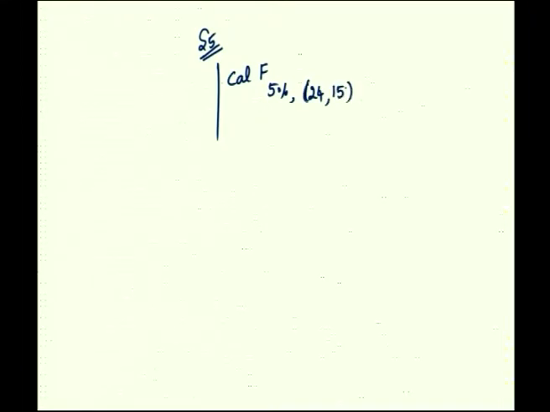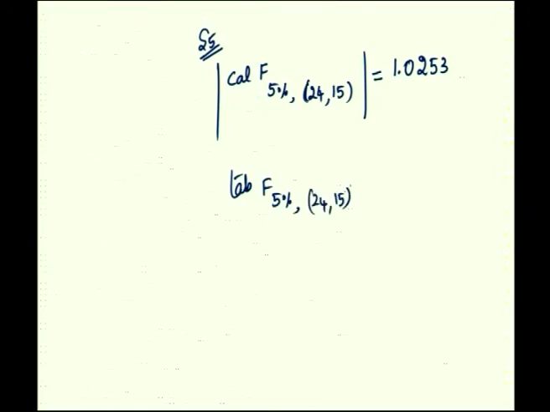Here the degrees of freedom is a pair, degrees of freedom for numerator and degrees of freedom for denominator. So, this is the calculated value of F at 5% level of significance, 24, 15 degrees of freedom. The value which you just calculated is 1.0253. And tabulated F at 5%, 24, 15 degrees of freedom, you have to take the value from the tables.